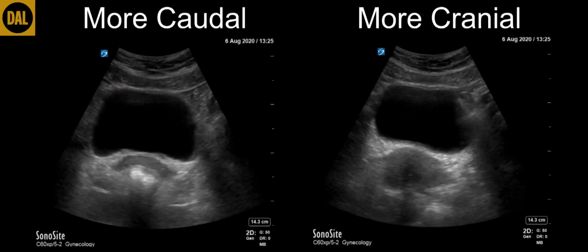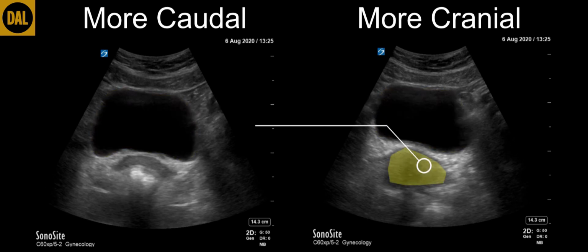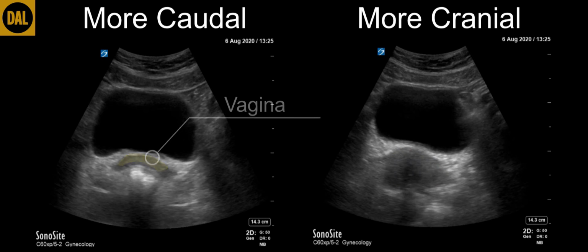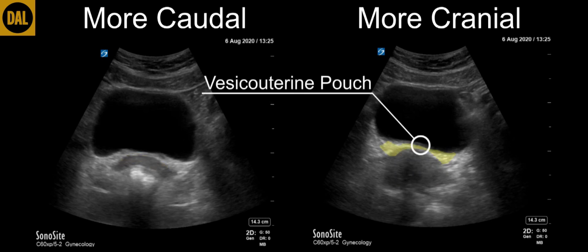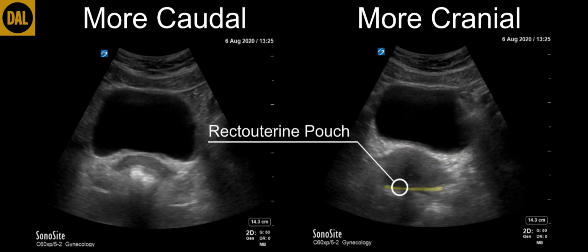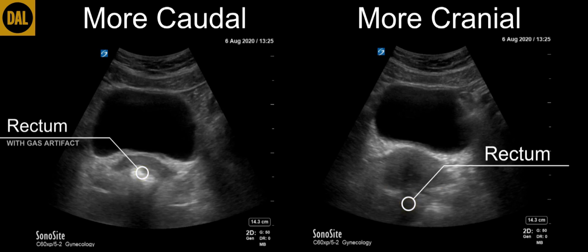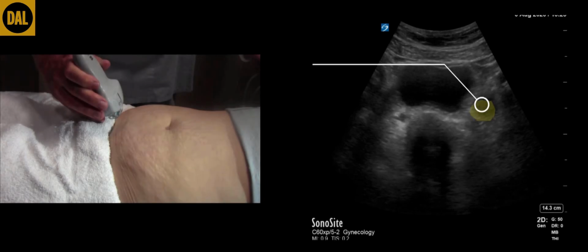During this scan, we expect to see the following structures: the bladder, the uterus, vagina, the vesicouterine pouch, the rectouterine pouch, also known as the pouch of Douglas, and the rectum. The ovaries are more difficult to visualize, but can sometimes be viewed, especially when the follicles are well developed.